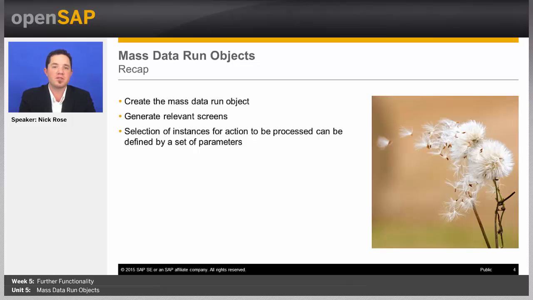So mass data runs give us a great way to do some essentially batch jobs or mass process some actions for a business object, which is something that is very helpful to us in some of our requirements. So that ends this unit and this week.